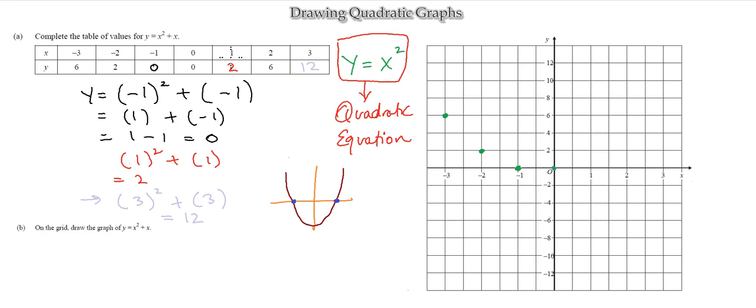When x is 1, y is 2, right here. When x is 2, y is 6. And finally, I have the last one, when x is 3, y is 12, right to the top. So that's our plots. So we've just put the dots out so we know how the graph will be laid out. Now to join the dots together, it'd just be freehand.